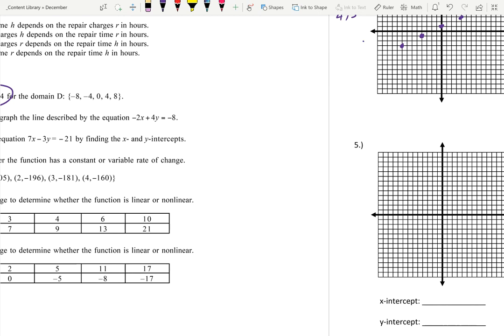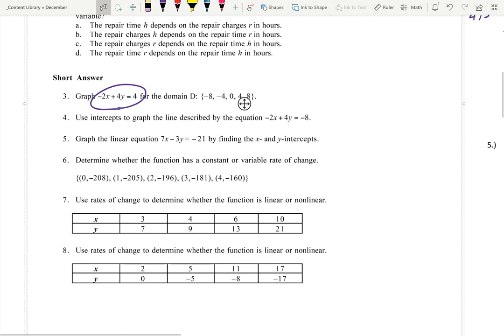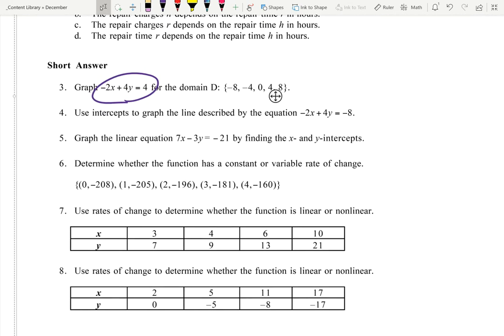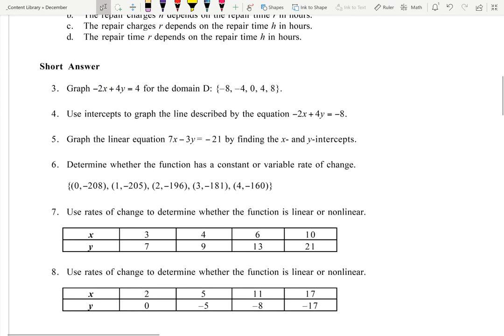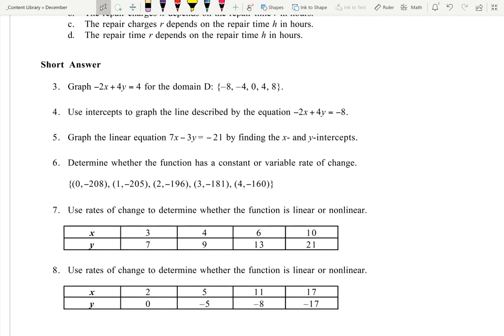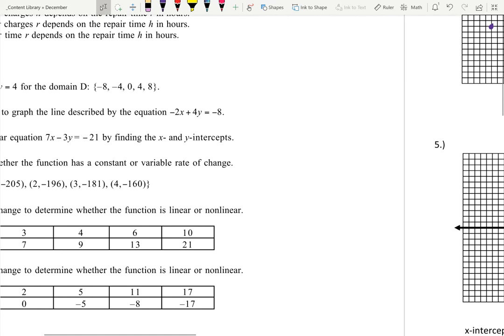All right, now number 4. Number 4 and number 5 are pretty easy problems compared to number 3. Number 4 says use the intercepts to graph the line described by the equation. Okay, so intercepts are easy to find. So our equation is negative 2x plus 4y equals negative 8.